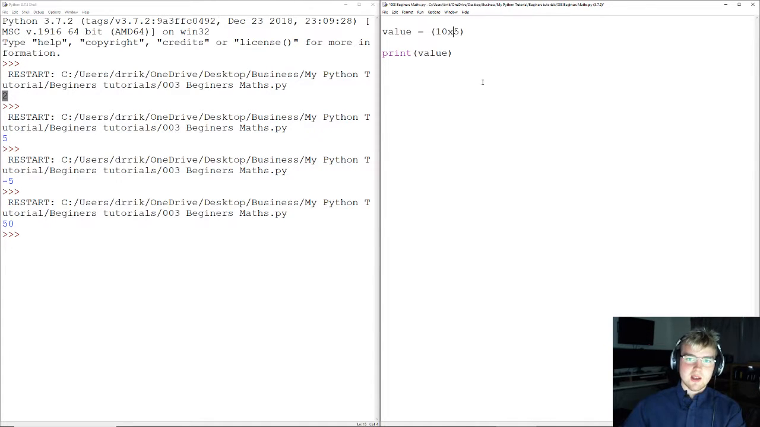Now just remember that it is not an x. If you put 10x5, what will it do? It will throw up an error. That is not valid syntax. Right, so we've done that, and then we can do division.